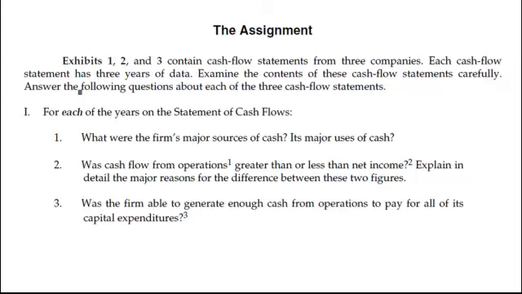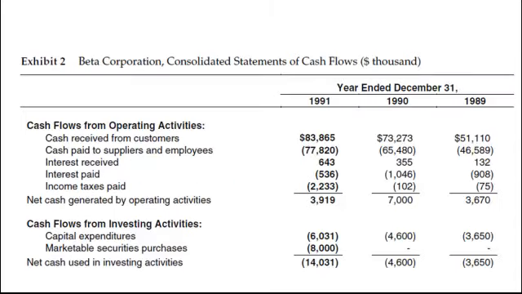As I mentioned before, the analysis would follow the different questions from the case, and we would try to see how those numbers show in the statement. The first question we have is, what were the firm's major sources of cash and major uses of cash? Let's answer the question for every year we have.